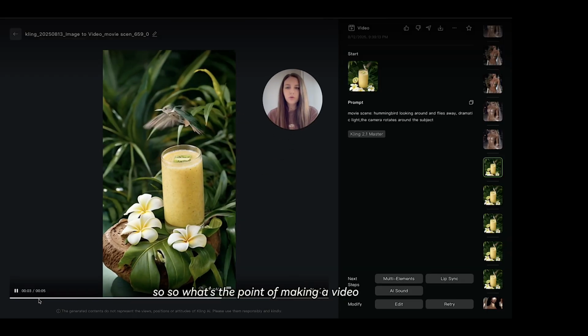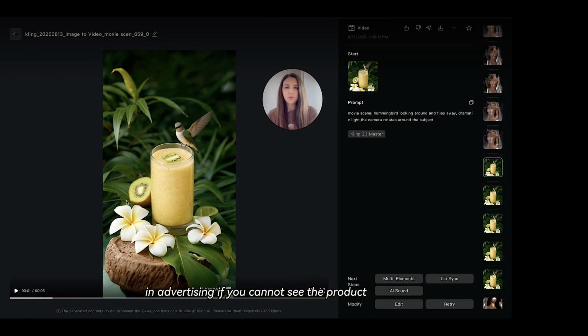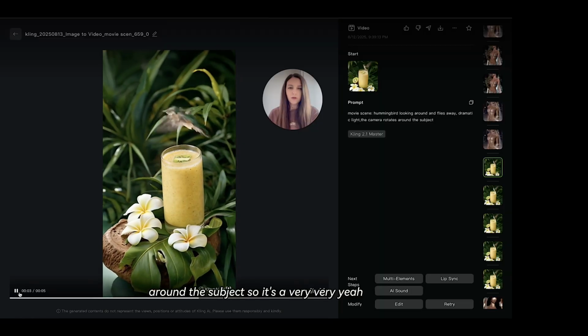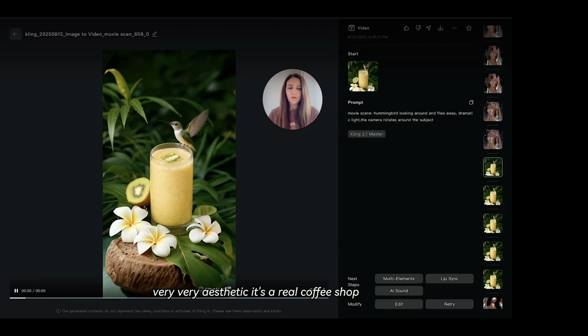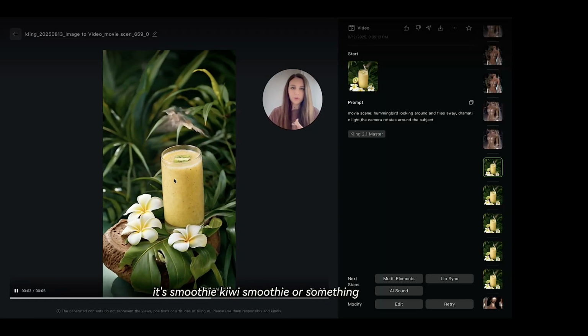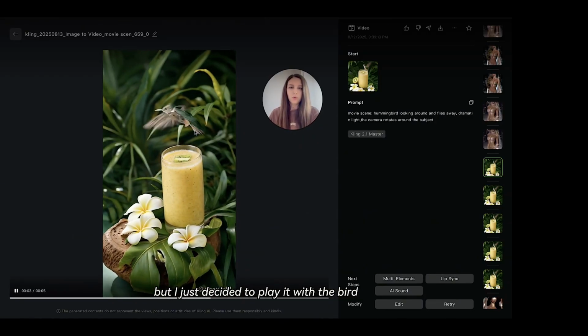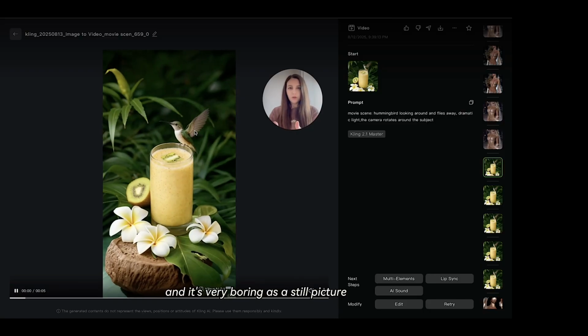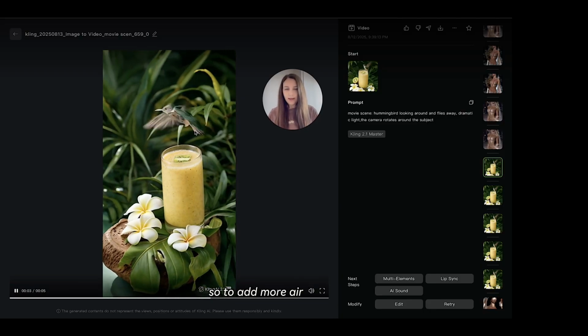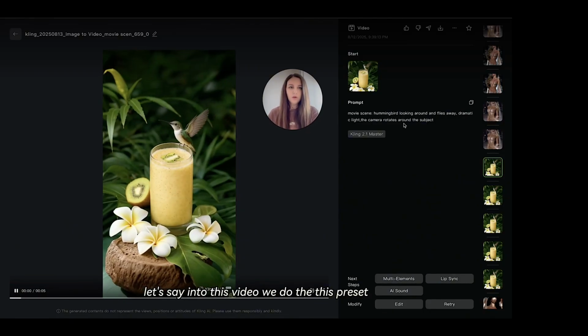So what's the point of making a video, for example, in advertising if you cannot see the product well? For advertising, I think the best one is when it's just the product, so it doesn't move, just the product. Of course, the best angle is the camera rotating around the subject. It's very, very aesthetic. It's a real coffee shop. It's their drink, a kiwi smoothie or something, but I just decided to play it with the bird. And it's very boring as a still picture. So to add more air, let's say, into this video, we do these presets.